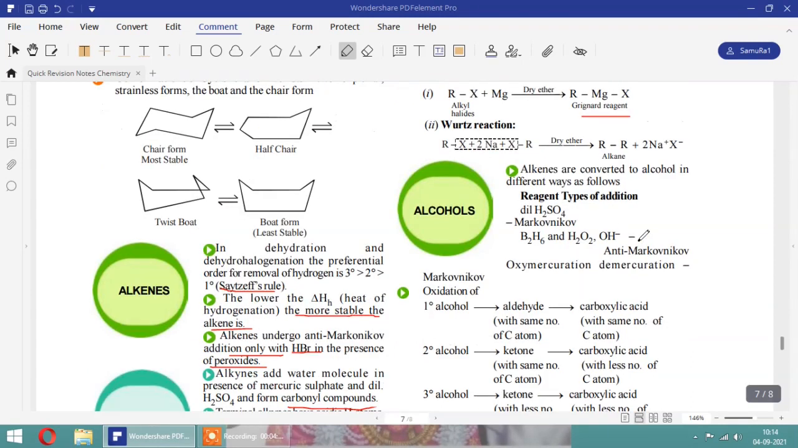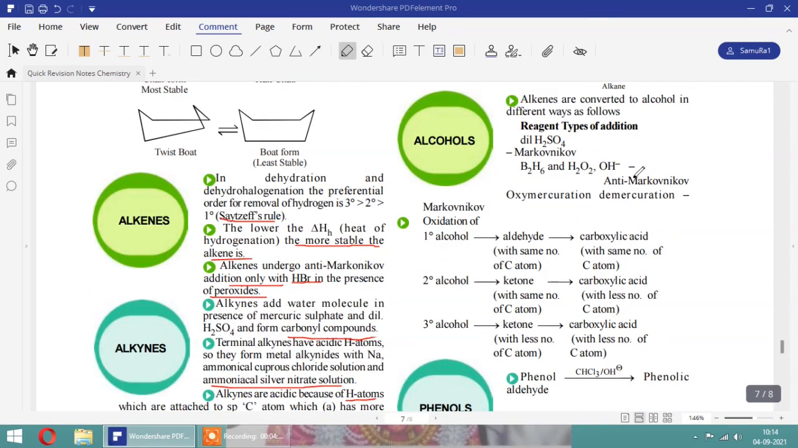Alkenes are converted to alcohols in different ways as follows. Reagents and types of addition: dilute H2SO4 gives Markovnikov addition, while B2H6 and H2O2 gives anti-Markovnikov addition. If you add dilute sulfuric acid, the reaction shows Markovnikov's rule for alcohols. If you add B2H6 and then H2O2, hydrogen peroxide, with OH minus, it shows the anti-Markovnikov product.